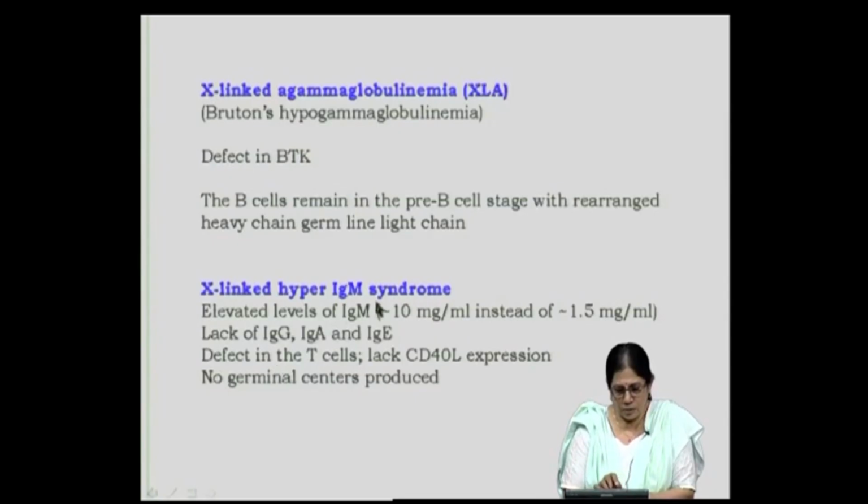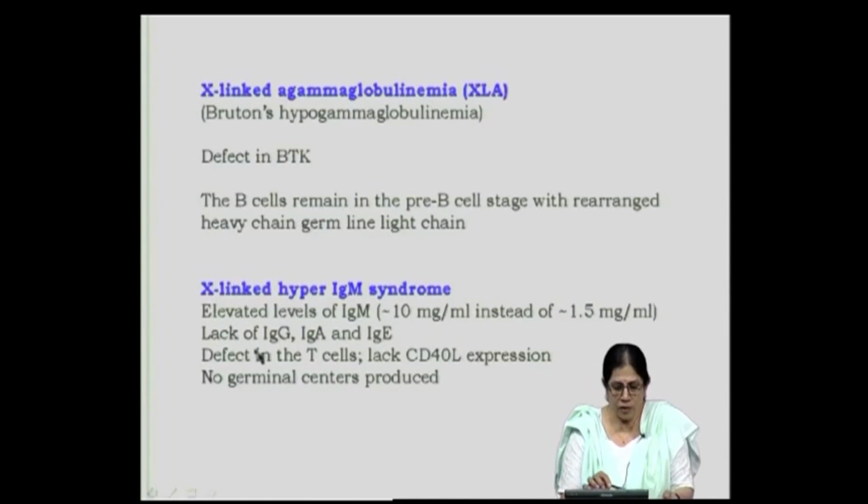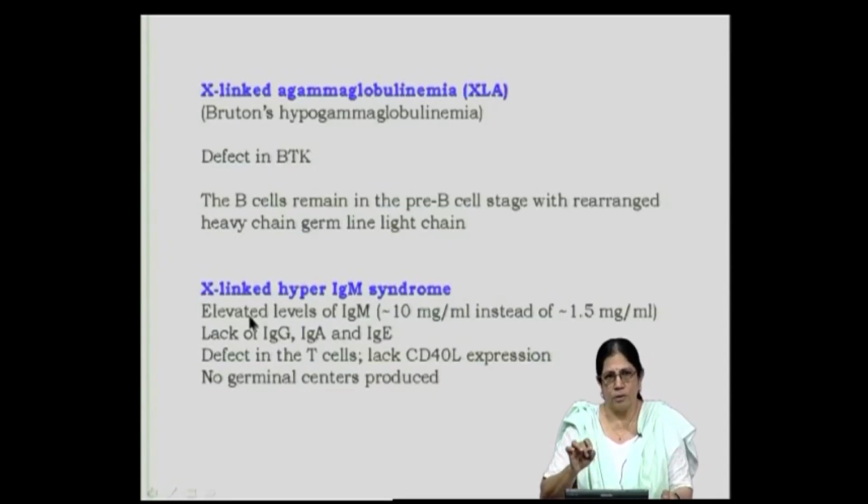Now, in these individuals who have X-linked hyper IgM syndrome, as the name suggests, they have extremely high levels of IgM. Normally in circulation, the amount of IgM is about 1.5 milligrams per ml, but in these individuals it goes as high as 10 milligrams per ml. There should not be much of a problem with such high levels of IgM, but these individuals do not have IgG, IgA or IgE, any one of the isotype subclass immunoglobulins. That is because there is no class switching seen in these individuals.